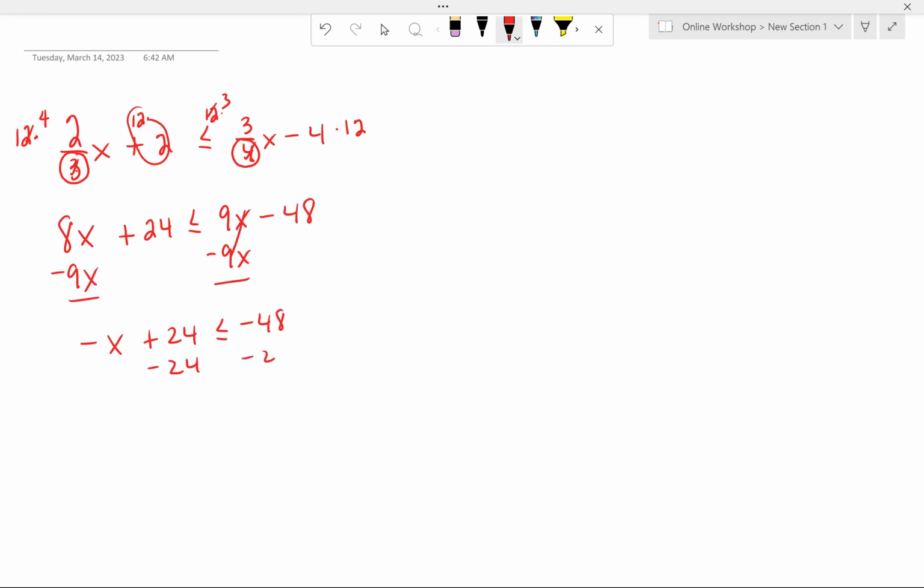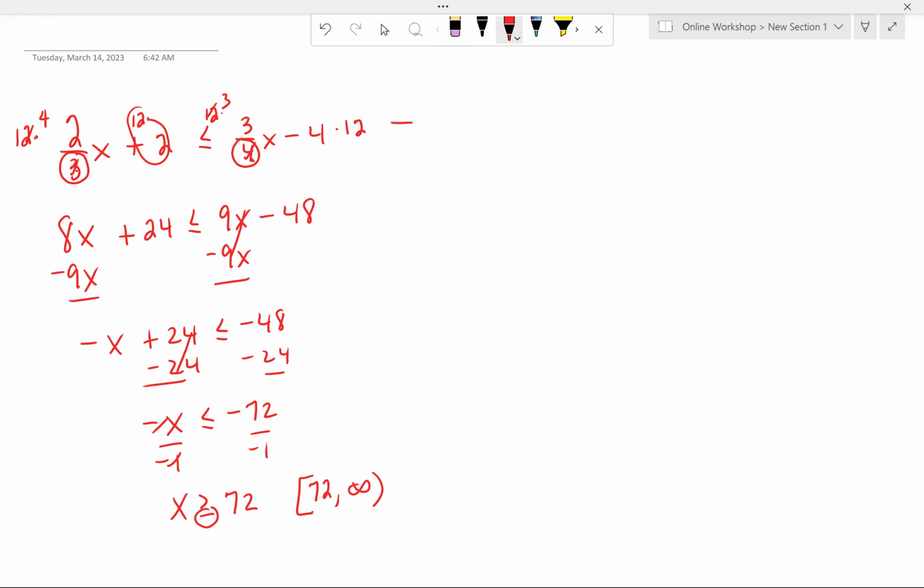Subtract 24 from both sides and get that negative x is less than or equal to, what is that there? Negative 72. Now, because I'm going to divide by a negative, I do have to reverse the symbol, and x is greater than or equal to 72. And using interval notation, since it's equal to, I'm starting at 72 and including it and going off to infinity.